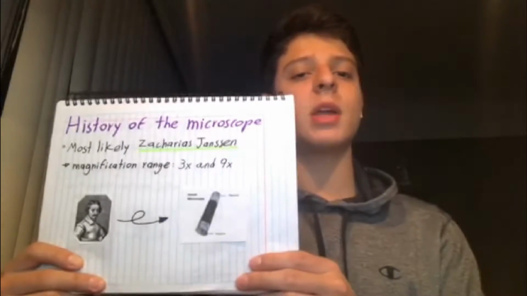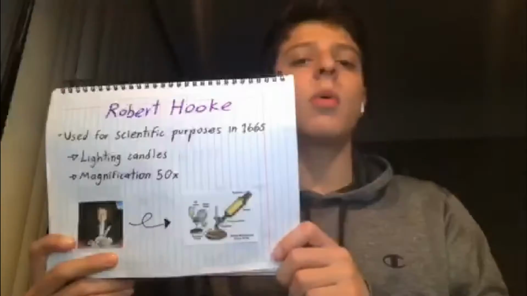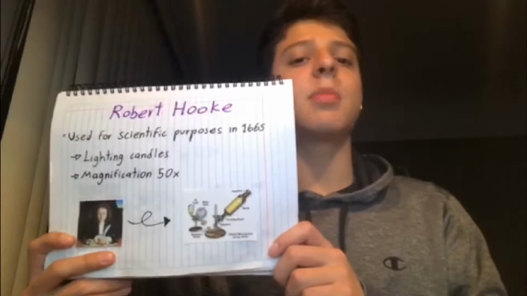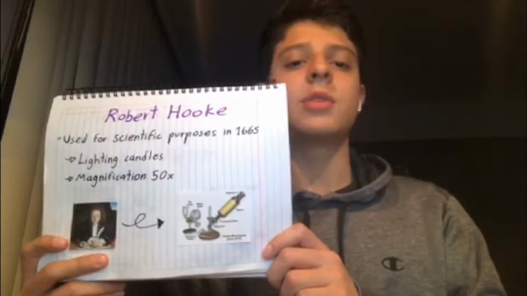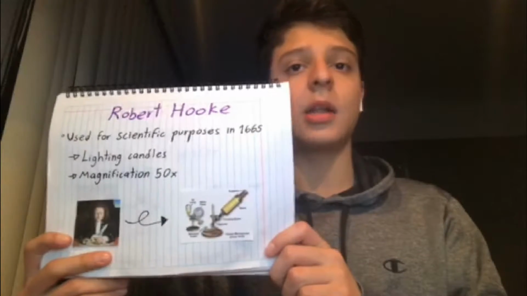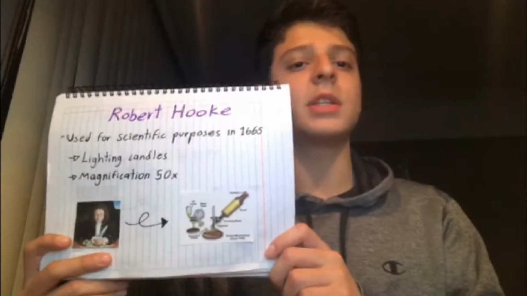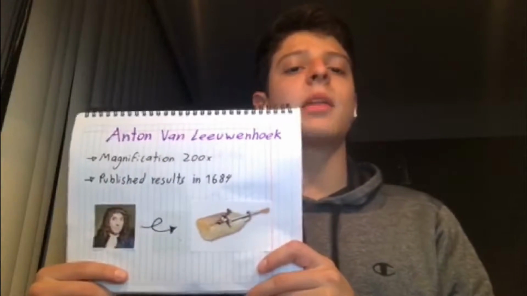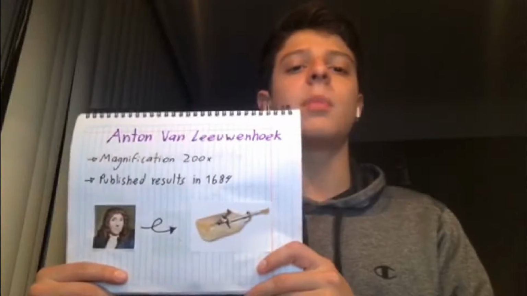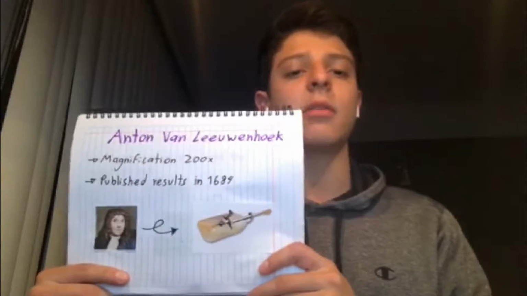Its magnification range was 3 to 9 times. Now we have Robert Hooke. He used his microscope for scientific purposes in 1665. He also used lighting candles, and its magnification range was 50 times. Anton van Leeuwenhoek: his microscope had a magnification of 200 times, and he published his results in 1684.